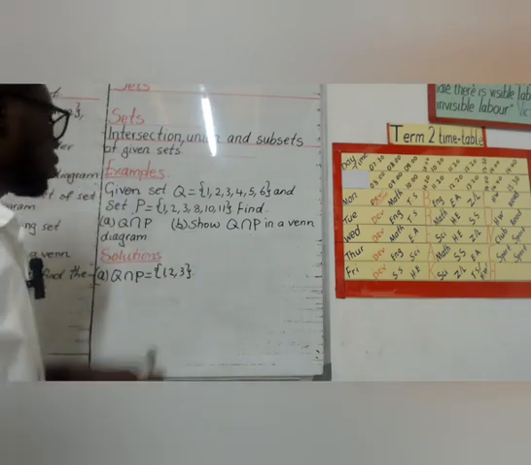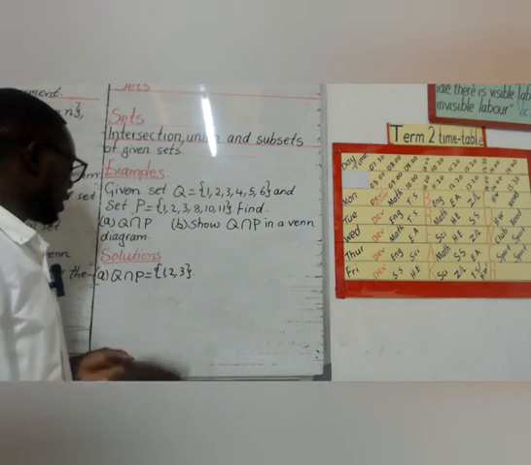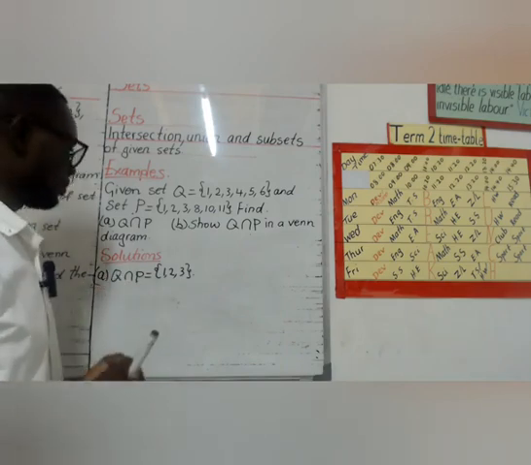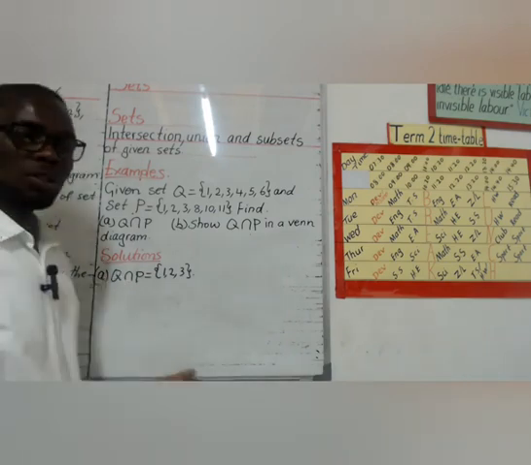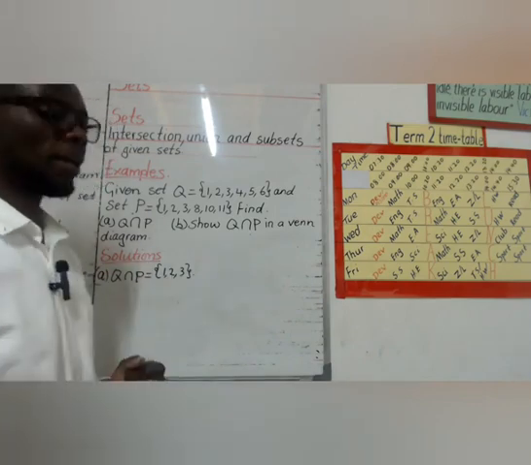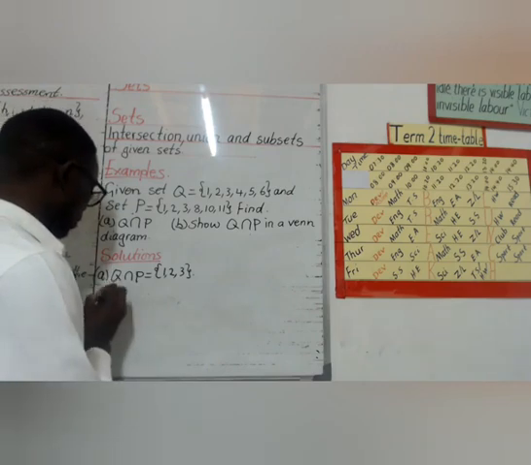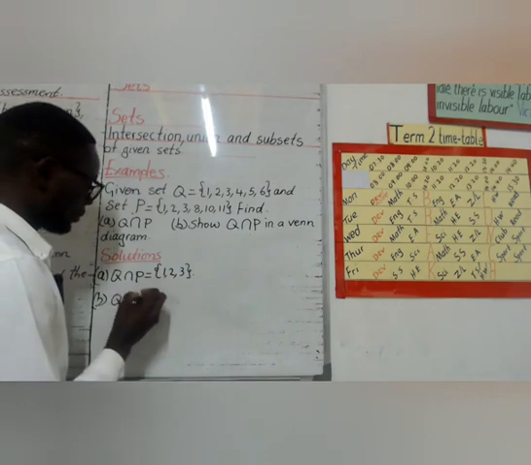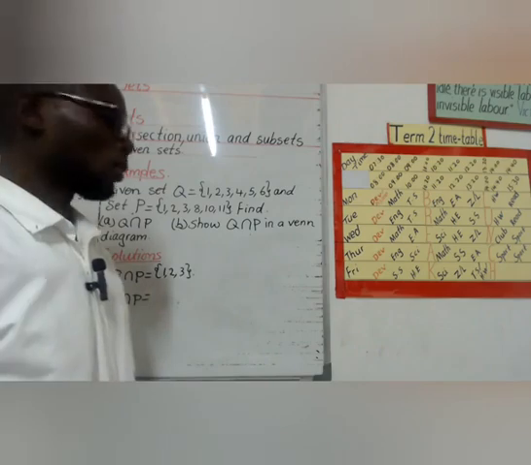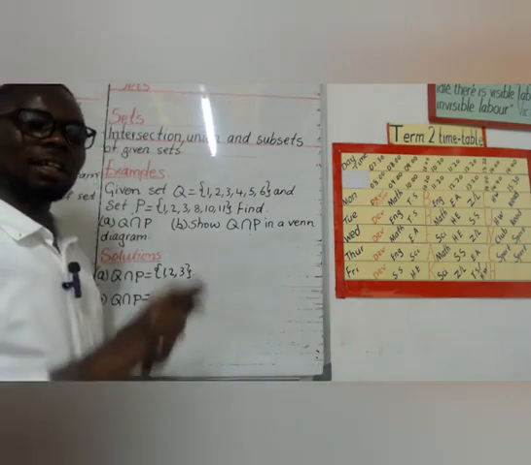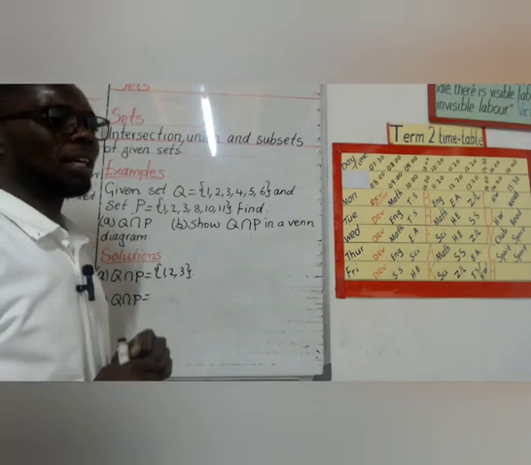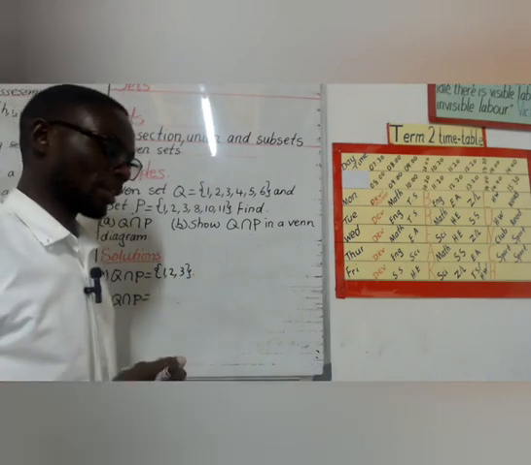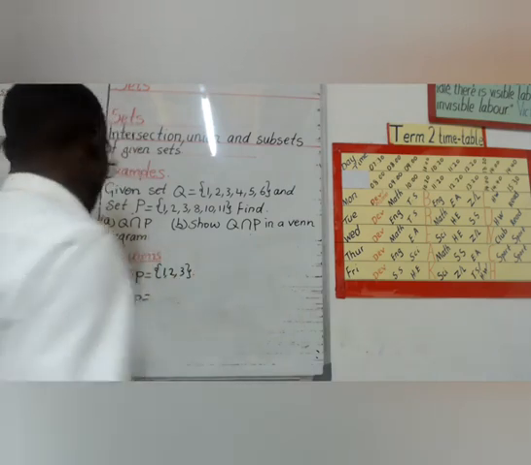Wow. So we have listed the members of Q intersection P: 1, 2, 3. We are done with this question. Let's look at question B. Now, question B, they want us to find Q intersection P in a Venn diagram. We have to show it using the Venn diagram. Let's draw the Venn diagram now. Okay.